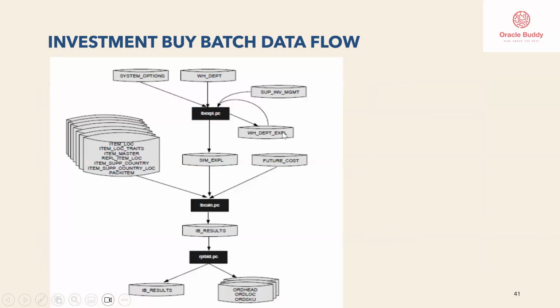The next is the investment buy batch data flow. If you see which batches pick data from which tables and update which tables, you can go through the data flow, which tables are called and which tables are updated by which batch. ibcalc.pc will put the final data in IB results, and from this IB results, ripplebuild.pc will get the data and create the purchase order, and it will update the IB results and insert the data into ordhead, ordloc, and ordsku.